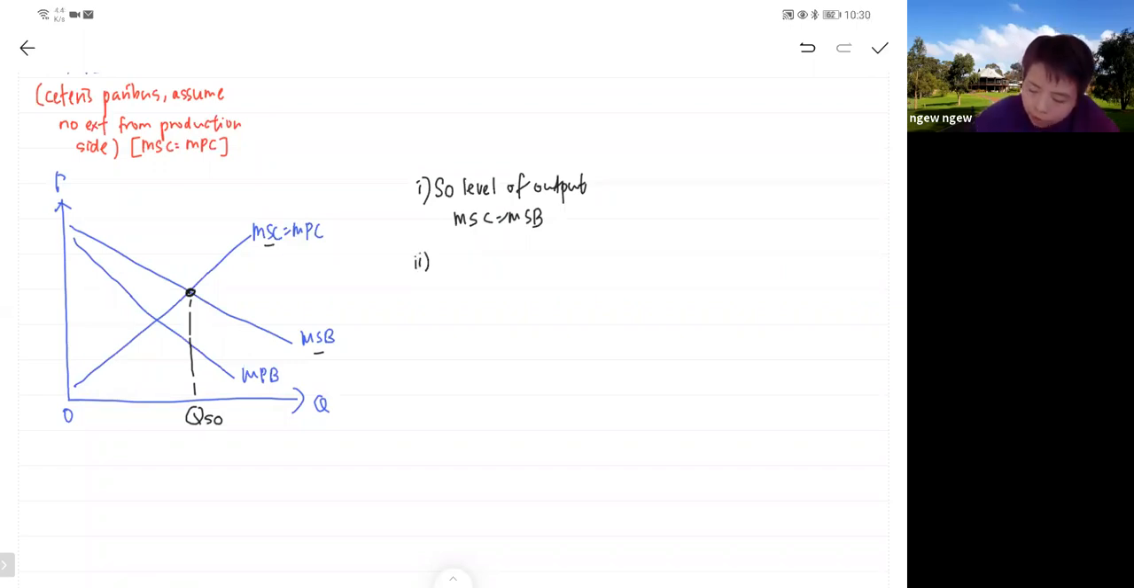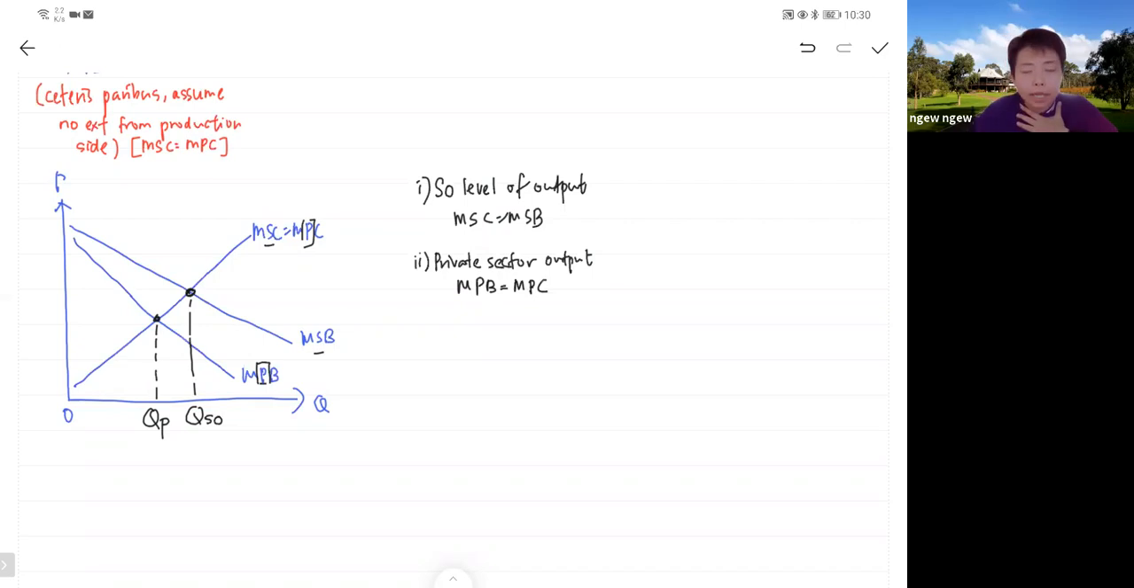Secondly, you need to identify private sector output. As mentioned just now, the private sector cares only about their own benefit and their own cost. So they will produce at a point where MPB equals MPC. Okay, so from here, MPB equals MPC, the intersection point is here. Q private sector output. Now, previously we already said, when you are producing a socially optimum level of output, there won't be deadweight loss.